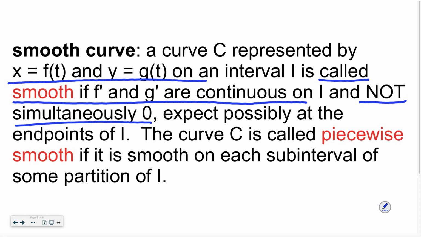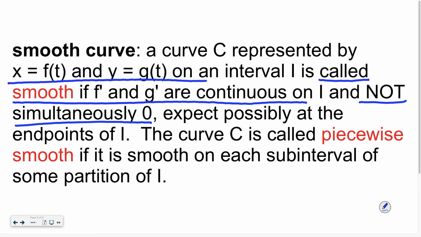Well, we're talking about parametric equations. And so we're going to have to say when it's not smooth. Kind of like when the derivative is undefined, right? But it is defined as it's equal to 0.